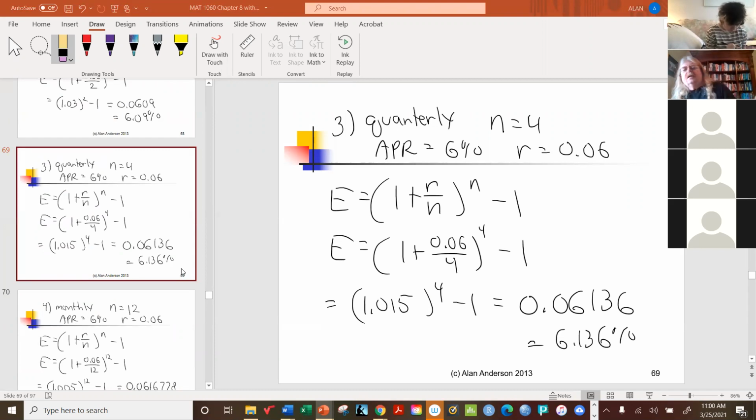All right. So the last and final challenge for now is to do the same thing with monthly compounding, which of course means n equals 12. So why don't you take a minute and see what that one is? It's also a very messy result. You can feel free to round it a little bit. All right. So why don't you give that a shot? Try part 4, n equals 12.